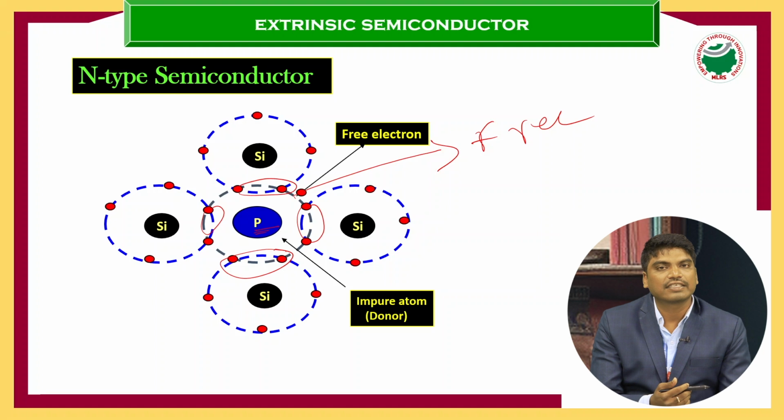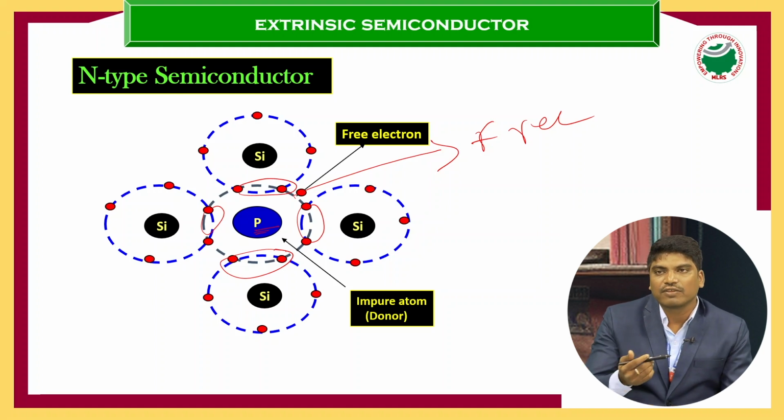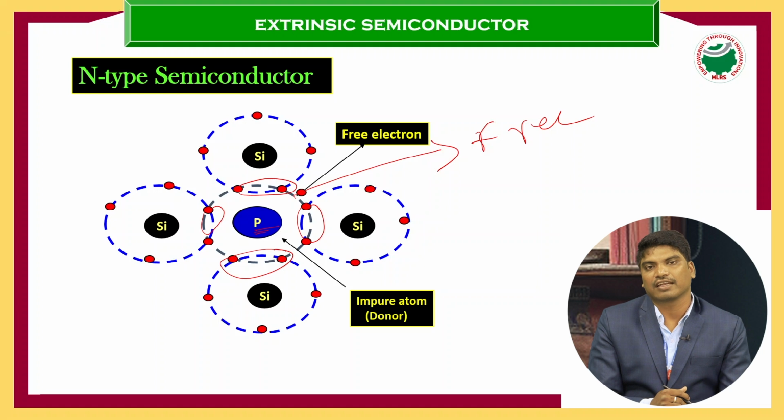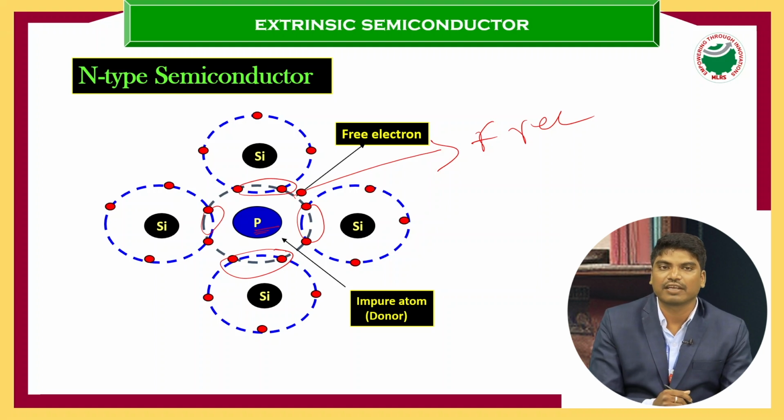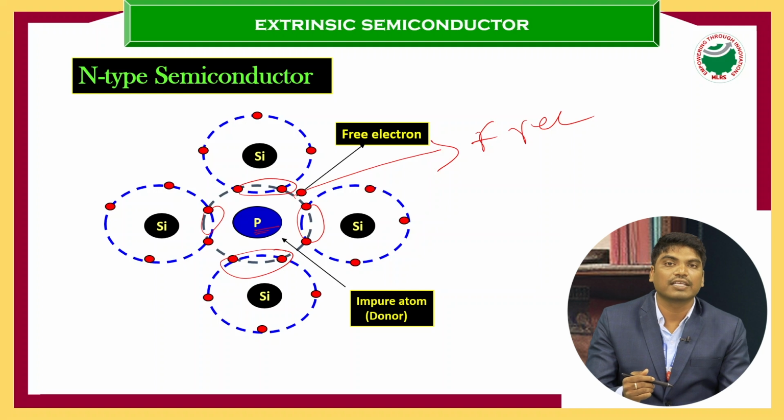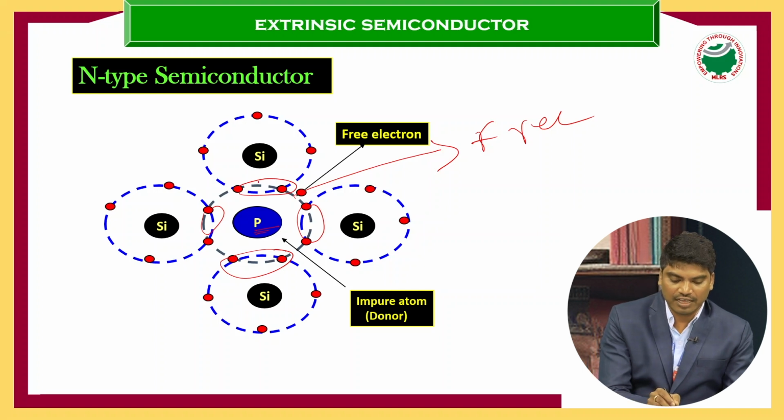Initially, in intrinsic semiconductors, even if I increase the temperature, the number of holes is equal to the number of electrons. Whereas in n-type or p-type semiconductors, I can increase either type of charge carrier: either electrons or holes. Before that, you may understand by seeing this image very clearly.